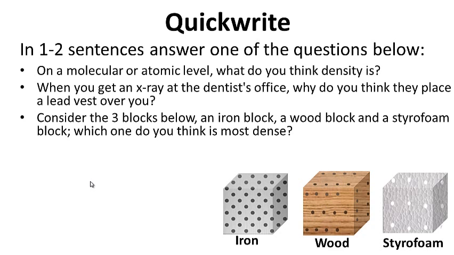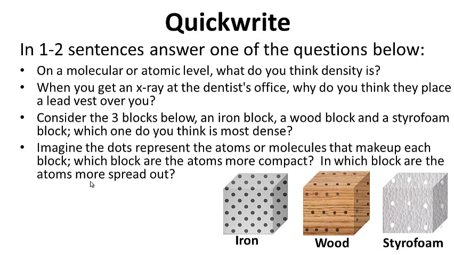Consider the 3 blocks below, an iron block, a wood block, and a styrofoam block. Which one do you think is the most dense? Imagine the dots represent the atoms or molecules that make up each block. In which block are the atoms more compact, and in which block are the atoms more spread out? Go ahead and pause this while you do your quick write. I'm going to move on.